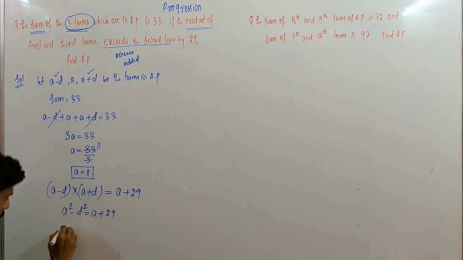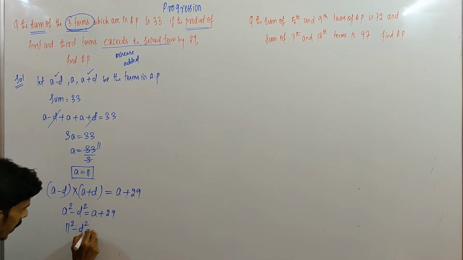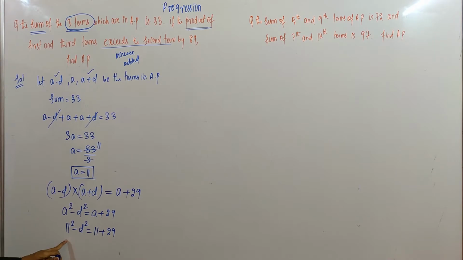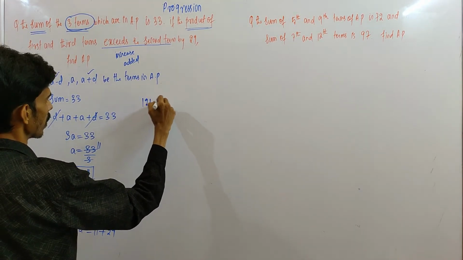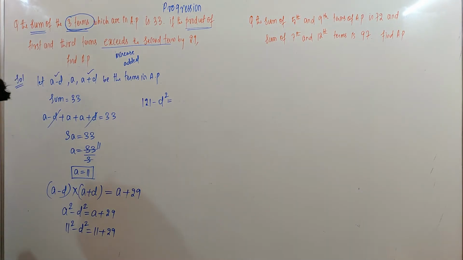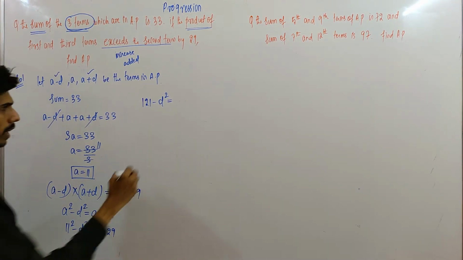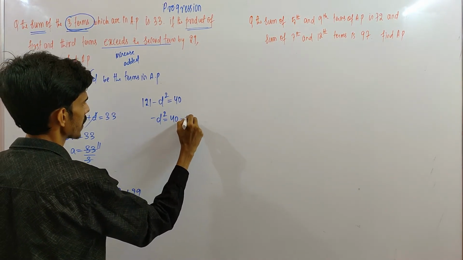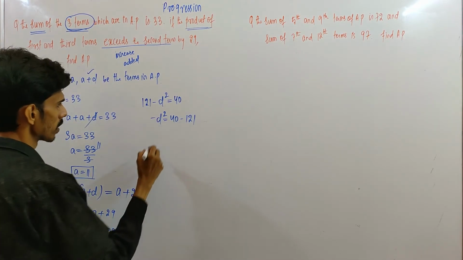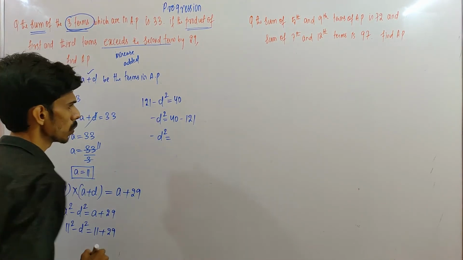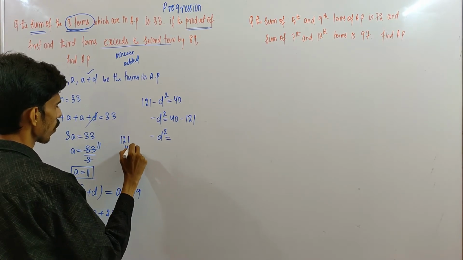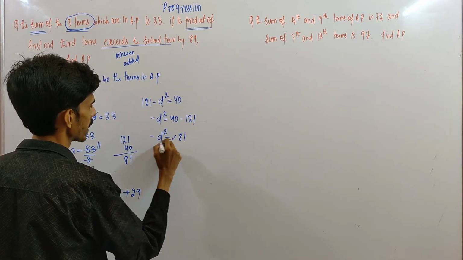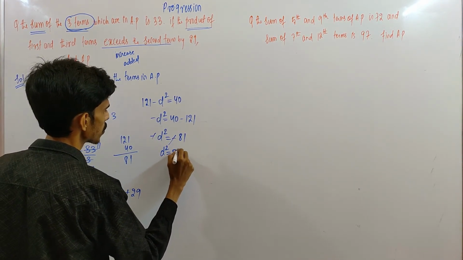We have a value as 11. So put 11 square minus d square is equal to 11 plus 29. 11 square is 121 minus d square, and 11 plus 29 is 40. Now minus d square is 40 minus 121, so minus d square is equal to 40 minus 121, which is minus 81. Minus minus cancel, d square is equal to 81.